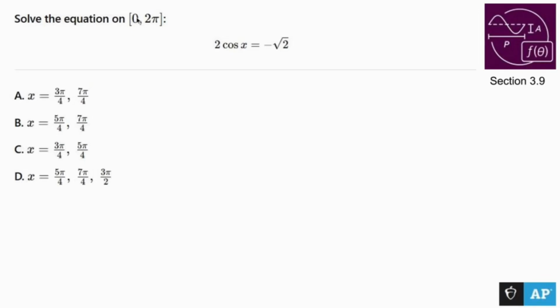Solve the equation on the interval 0 to 2 pi. So I've got 2 cos x equals negative root 2. What we're going to do is use inverse trig functions to make this happen. In order to make that happen, I've got to get rid of that 2, so let's divide everything by 2. That leaves us with cos x equals negative root 2 over 2.